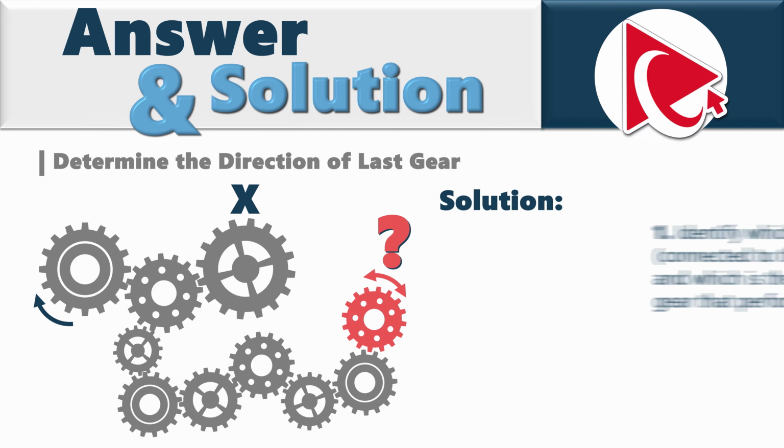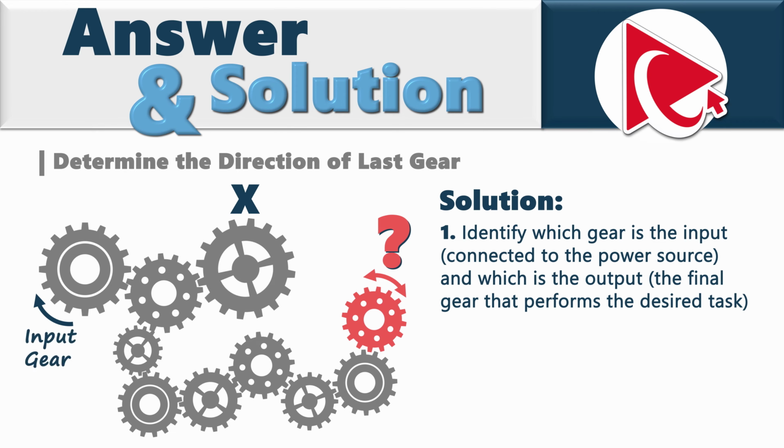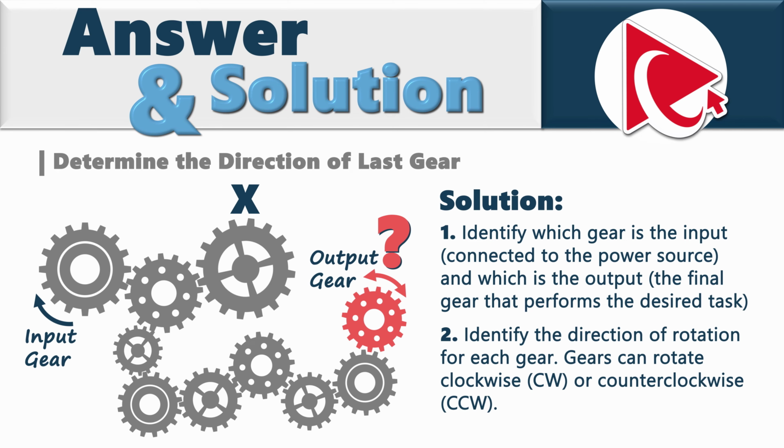To solve this question, we need to identify which gear is the input, which one is connected to the power source, and which one is the output gear, the final gear that performs the desired task. In the next step, we need to identify the direction of rotation for each gear. Gears can rotate clockwise, which is where the abbreviation CW comes from, or counterclockwise. This is what CCW stands for.